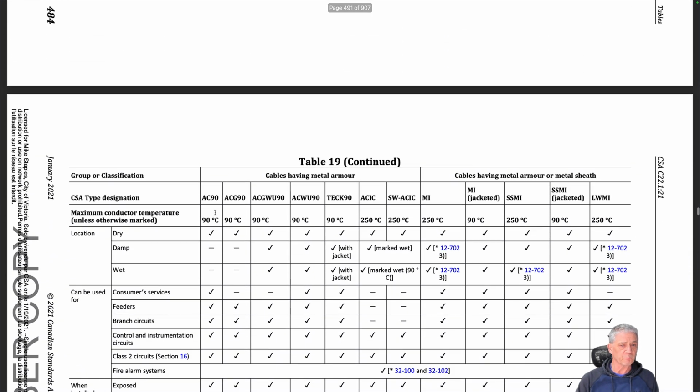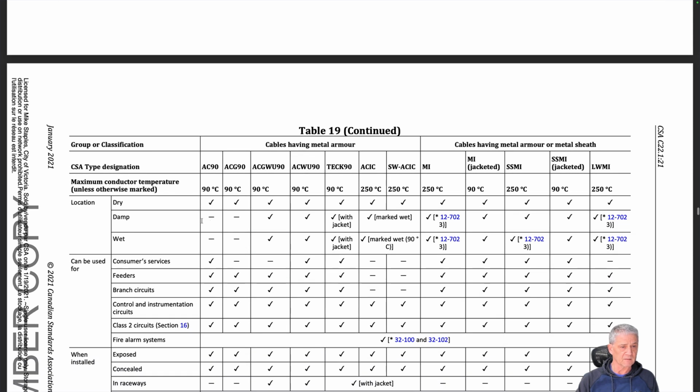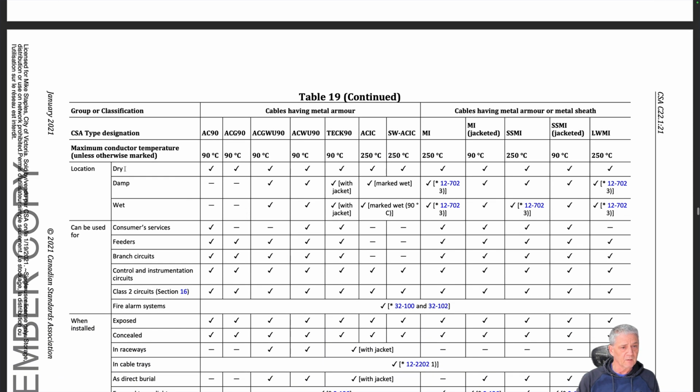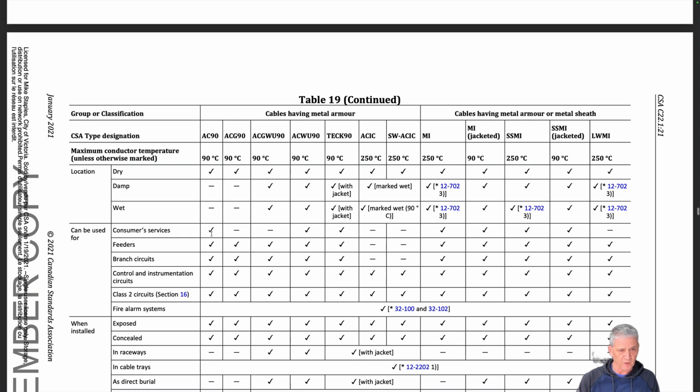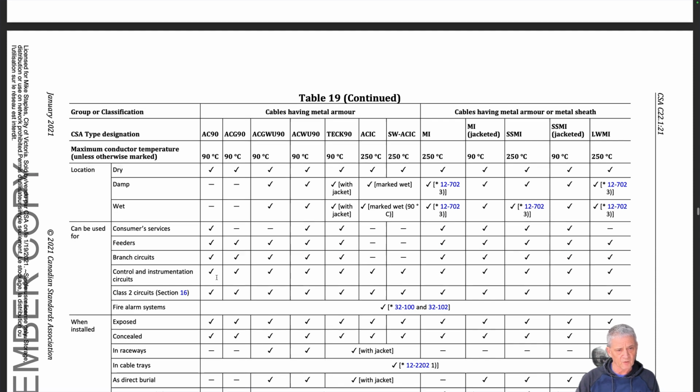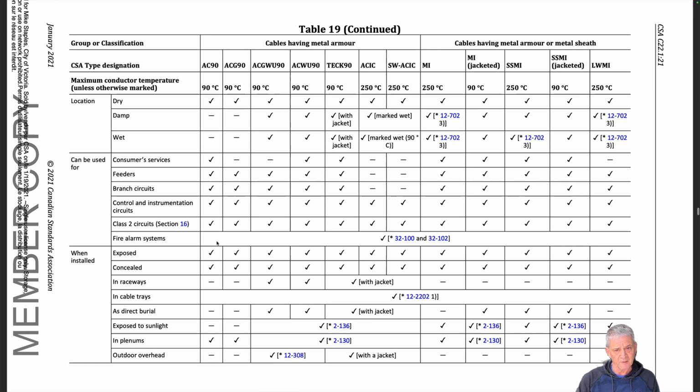What about AC90 BX? It can only be installed in a dry location, can be used for consumer service, can be used for feeder, branch circuit, control and instrumentation, class 2, may be used for fire alarm. You would have to refer to those two rules out of section 32. It cannot be installed in a raceway, and it may be exposed and it may be concealed.